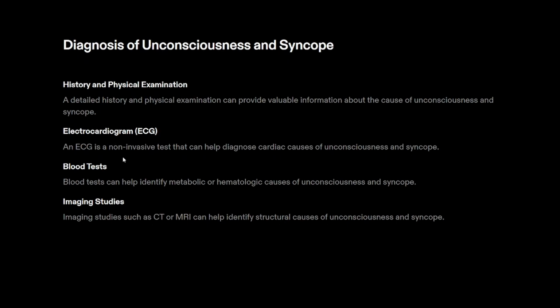In case of ECG, it helps us to diagnose the cardiac causes, and blood tests identify the metabolic and hematologic causes. CT and MRI help us to know any structural abnormalities or any blood clots in the brain. We are able to identify that.